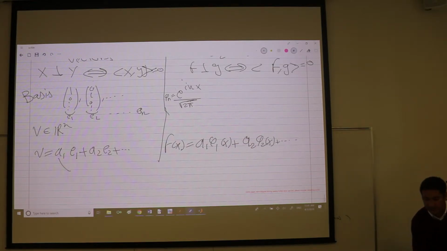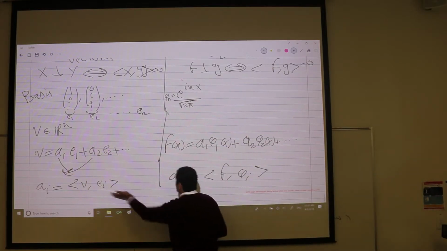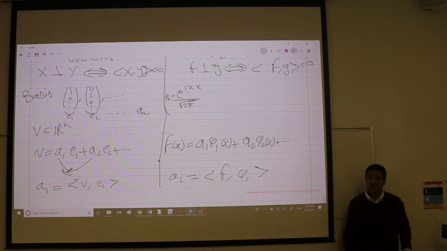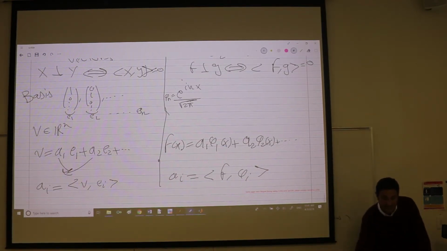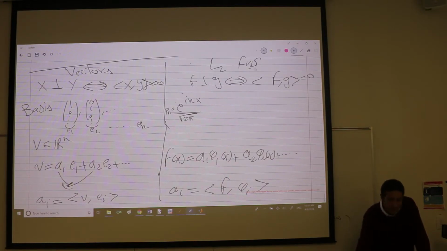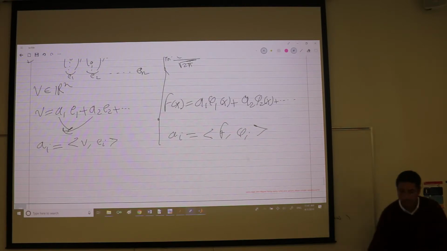How do you get these coefficients? Anybody remember? a_i is simply the dot product of v and e_i. It's the exact same thing. To get the coefficients here, it's the dot product of your f and the phi_i, exactly the same. But the dot product here, we know how to do it, and now we know how to do a dot product in this infinite dimensional space. We just do the integral. So it's the exact same analogy. Please deal with the functions as vectors. They are indeed vectors, nothing more.